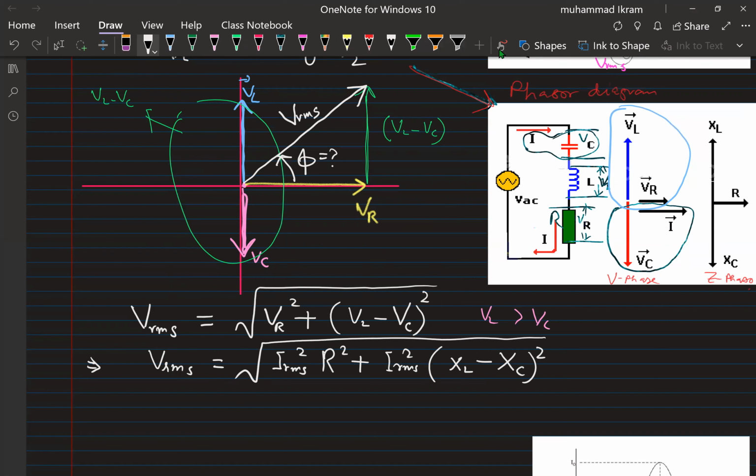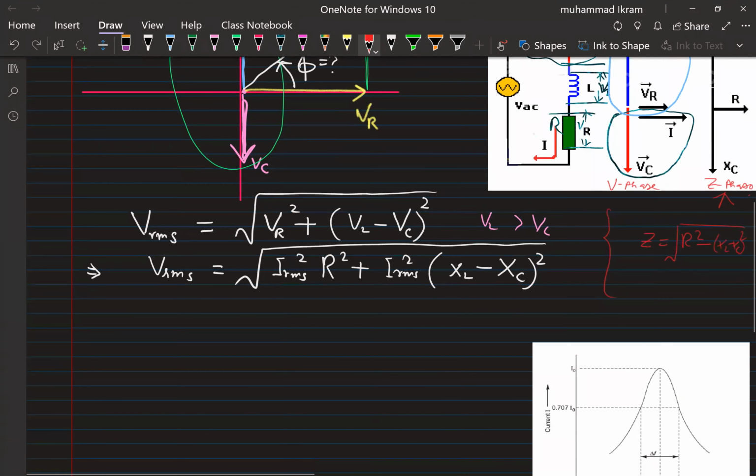This is very easy also, if we apply the Z phasor, it will be very simple. What I'll be writing is that the total Z is equal to the square root of R squared plus XL minus XC whole squared. Just a one-line explanation. Here IRMS squared is common. I will take it common, and its square root will be just IRMS, and I will transfer the IRMS to the left side.